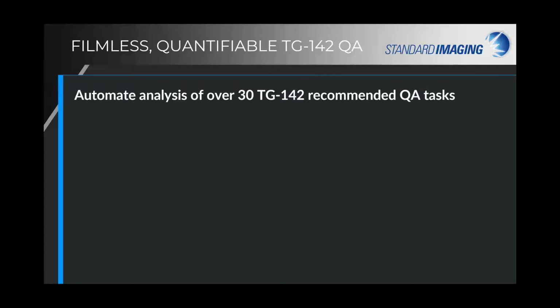So basically, PIPSpro is filmless for just about all tests. You can also use film in some of the required tests as well if you desire. It's all quantifiable TG-142 QA. It's automated analysis of over 30 TG-142 recommended QA tasks, including planar imaging for both MV and kV, as well as our cone beam CT.